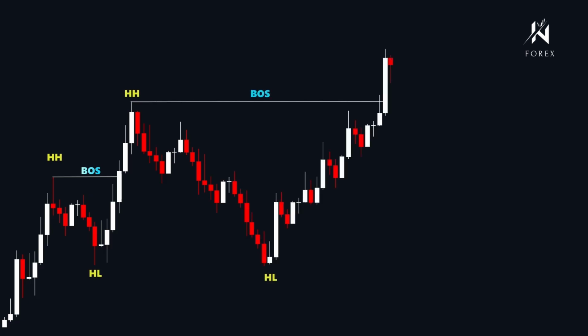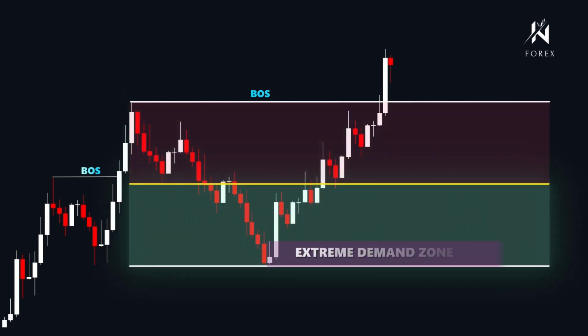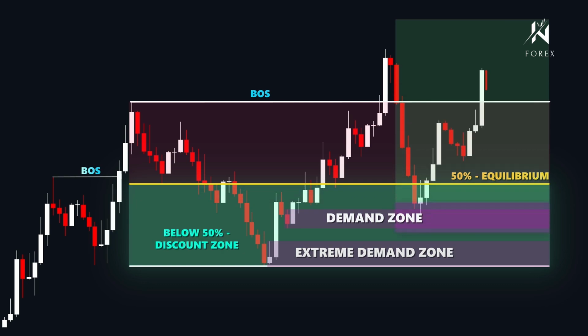Now, this is where we want to step in and look for buys, but not just anywhere. We want to buy when price is cheaper, when it's giving us a discount. Here's how we find it. Grab your Fibonacci tool. Measure from the lowest point to the highest point of the move. Now watch where price pulls back. If it pulls back to around 50% or deeper, that's what we call the discount zone. This is where you're getting a better deal and giving yourself a much better risk to reward on the trade.